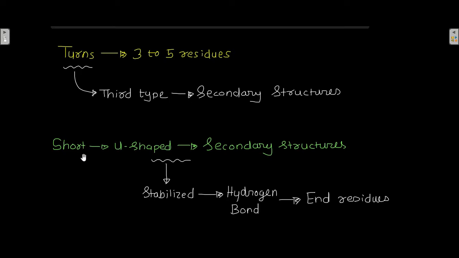Now this short U-shaped secondary structure that we are talking about, these turns are stabilized by hydrogen bonds between their end residues. Okay, between their end residues there are hydrogen bonds, and that is what is stabilizing this short U-shaped secondary structure, which is known as a turn.